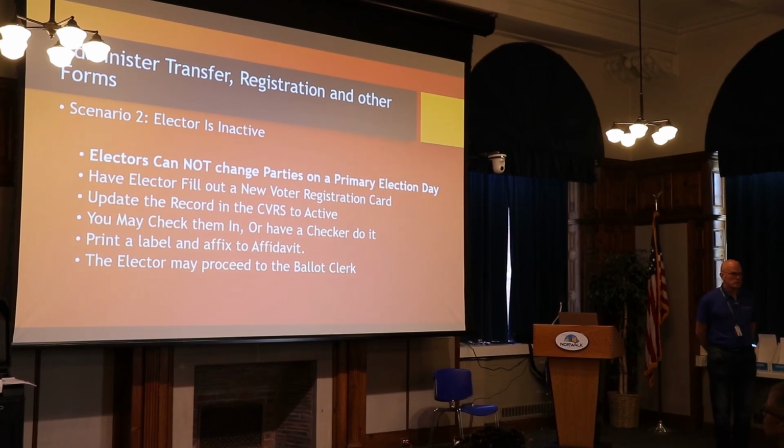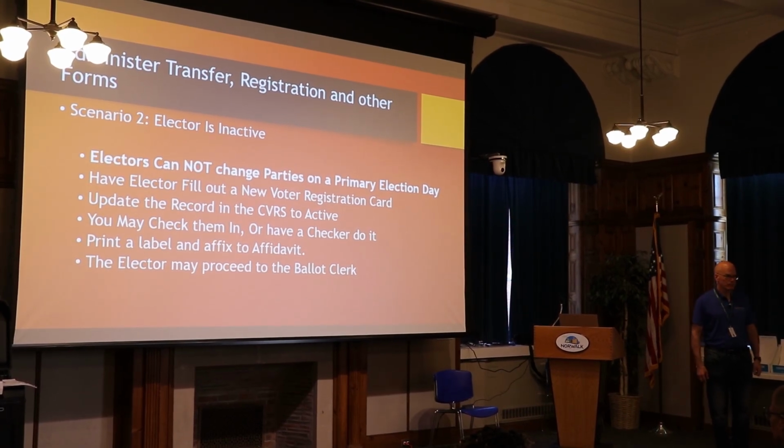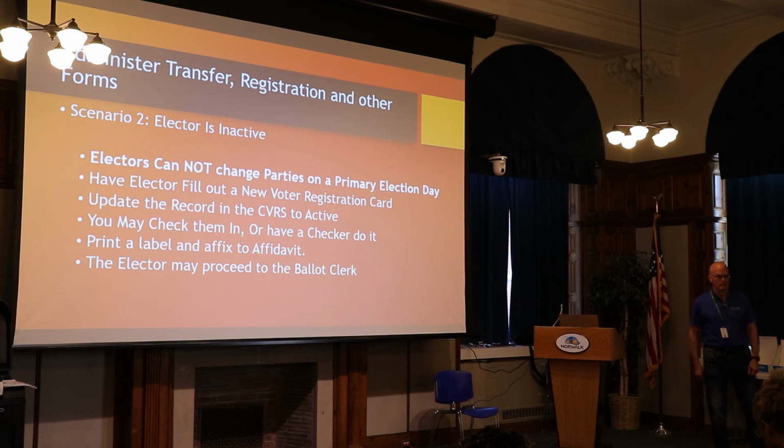What happens if an elector shows up and they are inactive? They're on the inactive list. What does an assistant registrar do? Well, I'm going to remind everybody you can't change parties on election day, but since they're inactive, we're going to have them fill out a new voter registration card. We're going to update the record in the CVRS based on the registration card and make them active.